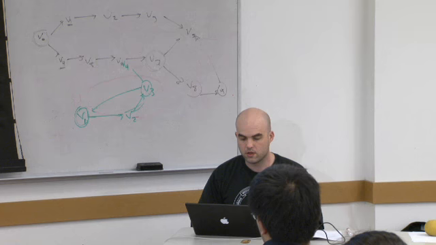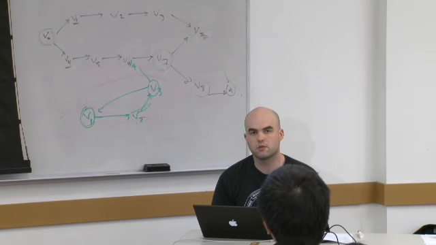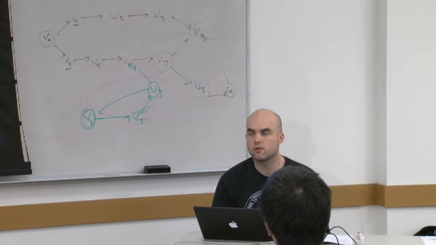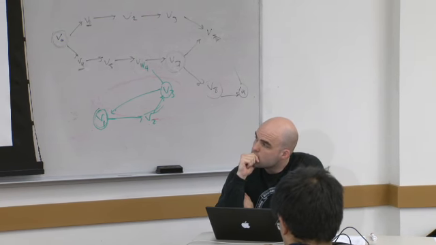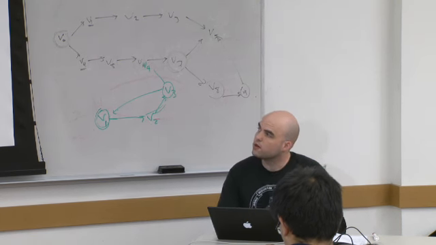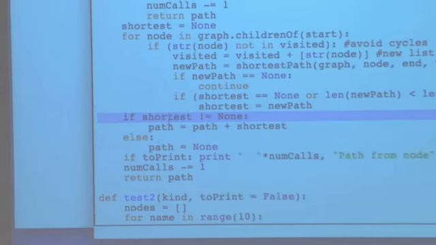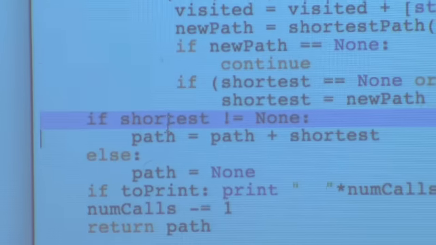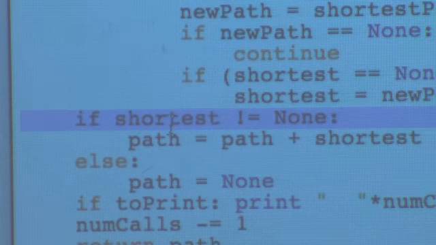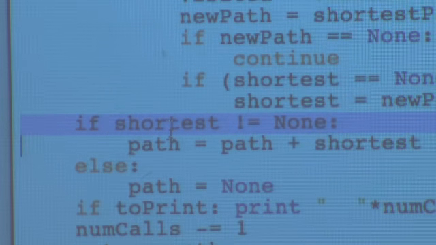So first, is anyone confused by depth first search? I kind of hit it. So what is that last thing? If short is not equals none. This if statement is first checking that one of our children has a shortest path. It's possible that none of our possible children lead to the goal node.